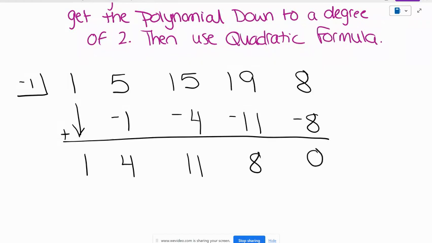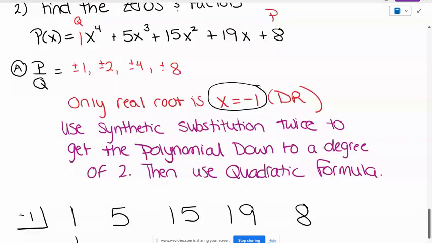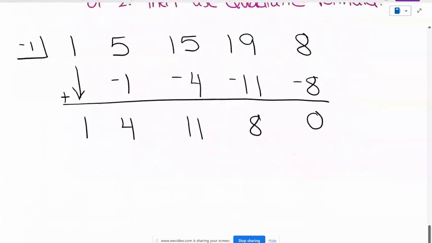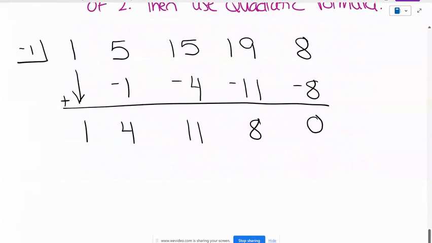Should that last column be 0? Yeah, absolutely. Why should that last column be 0? There's no remainder because it is already a factor, right? We already know that it's a factor. So since we know that it's a factor, if that last column wasn't 0, what would that tell you? You did something wrong. So now this was originally a degree of 4. And now this would have to be a degree of 3.